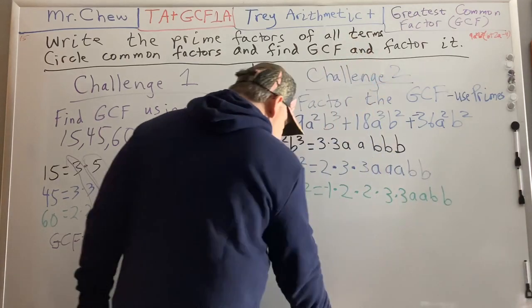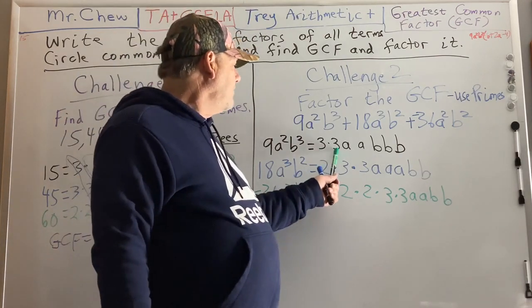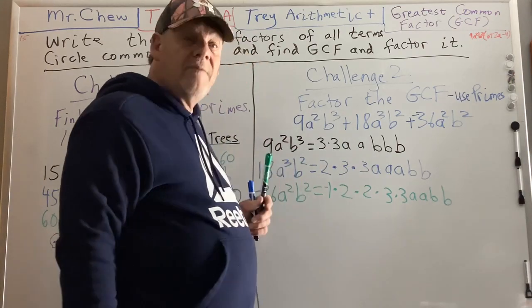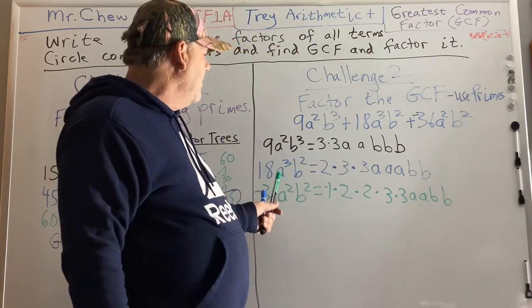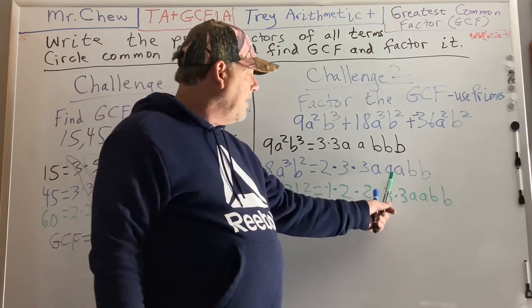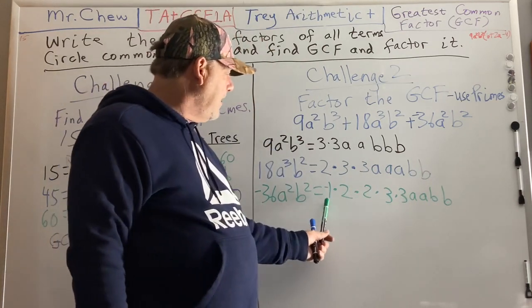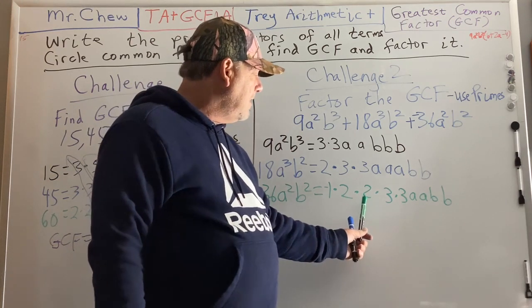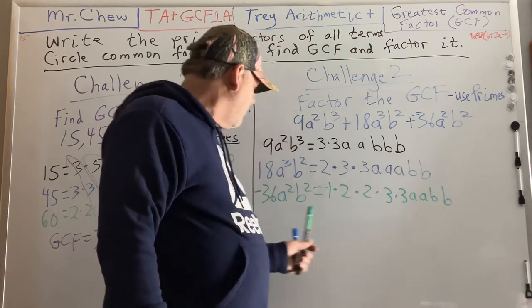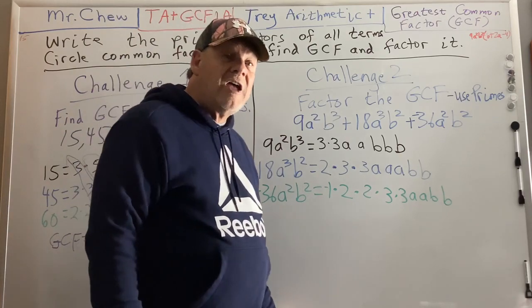And now let's just double check and make sure we have the prime factors right. 3 times 3 is 9. That's 9. A squared. Yep. B cubed. That one's right. Black one's right. Now the blue one. 2 times 3 is 6. Times 3 is 18. That's right. Then we got A cubed, B squared. Negative 36. Negative 1 times 2 is negative 2. Times 2 is negative 4. Times 3 is negative 12. Times 3 is negative 36. That's right. And we got A squared, B squared. You remember the next step?